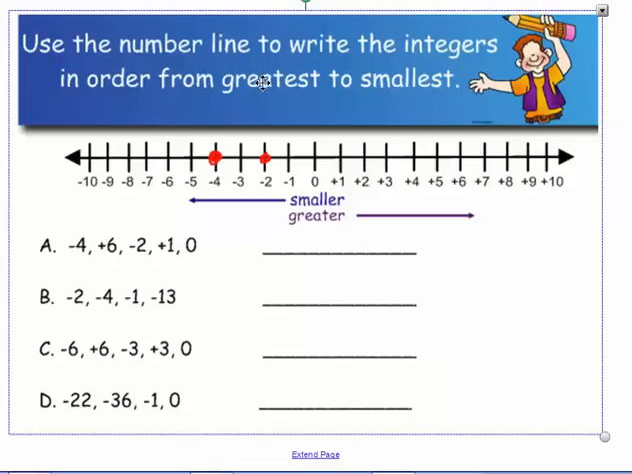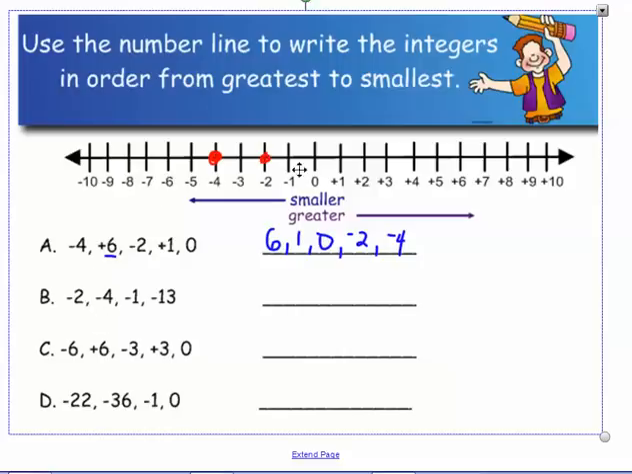Remember, we're going to put them from greatest to least. So the greater the numbers are over here on the right side. Okay, so we're looking at the greater numbers. So this would have to be 6. So this is my greatest number, followed by 1, followed by 0, then -2, and -4. Okay, so greatest to smallest. I should have said least to greatest, but greatest to smallest.